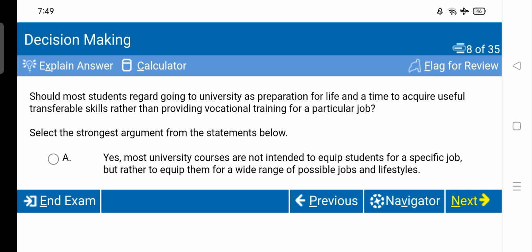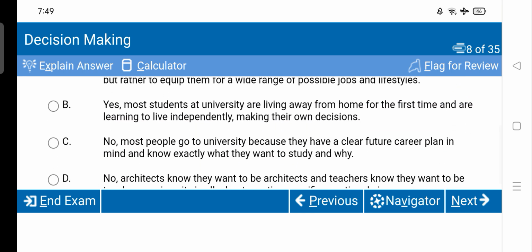Option A, yes, most university courses are not intended to equip students for a specific job, but rather to equip them for a wide range of possible jobs and lifestyles. Option B, yes, most students at university are living away from home for the first time and are learning to live independently, making their own decisions.